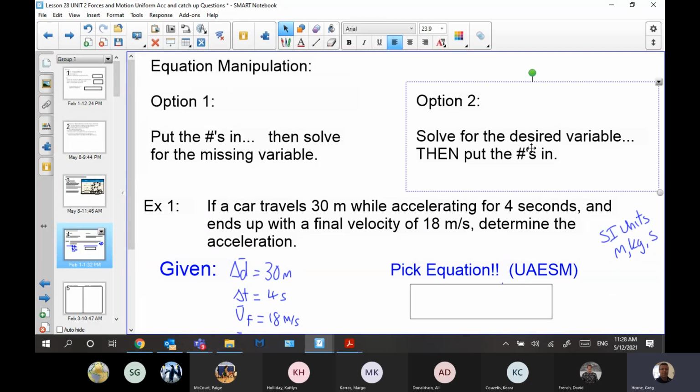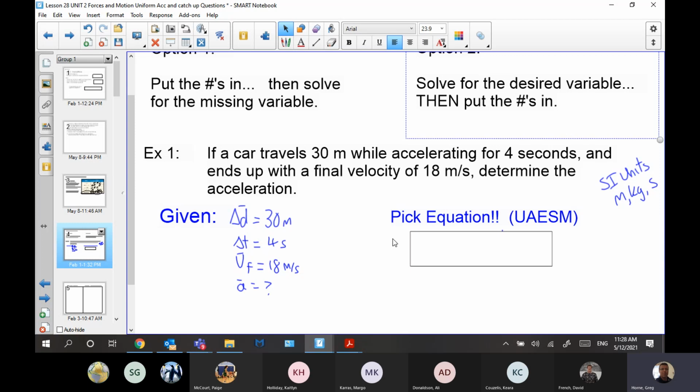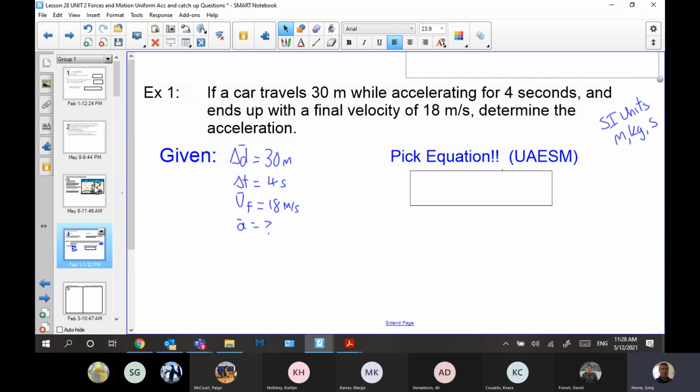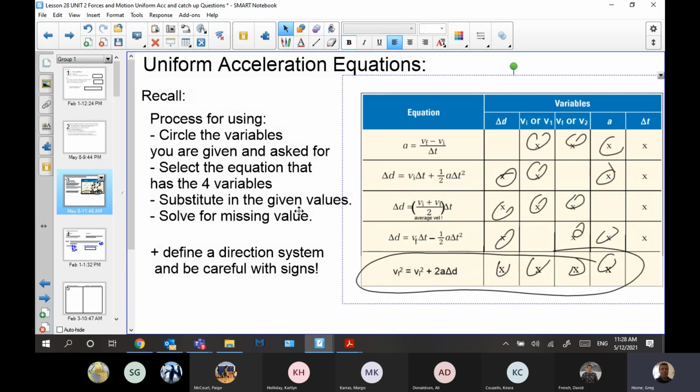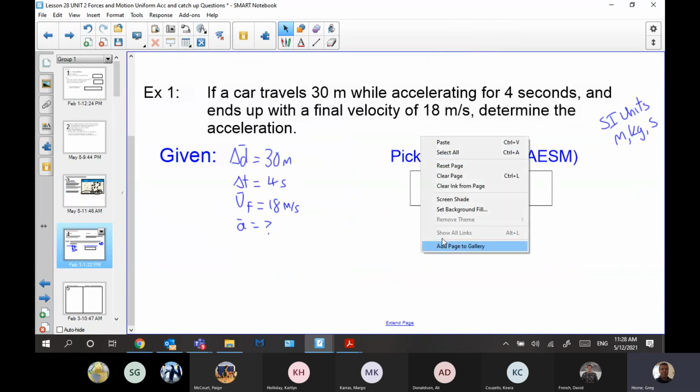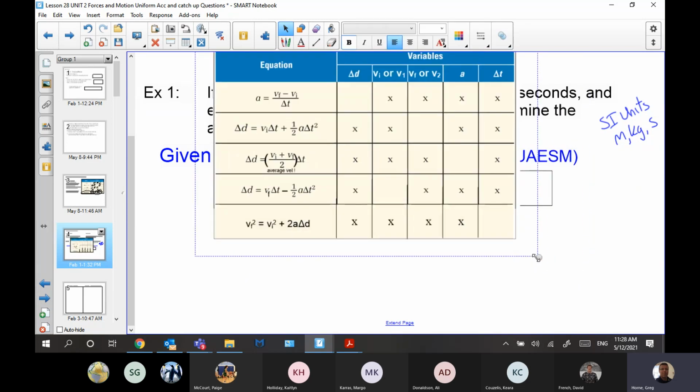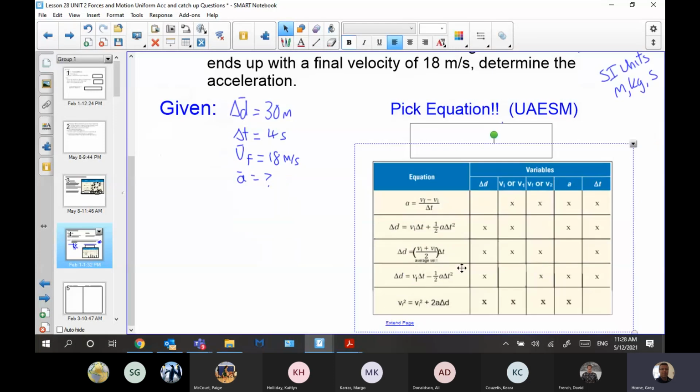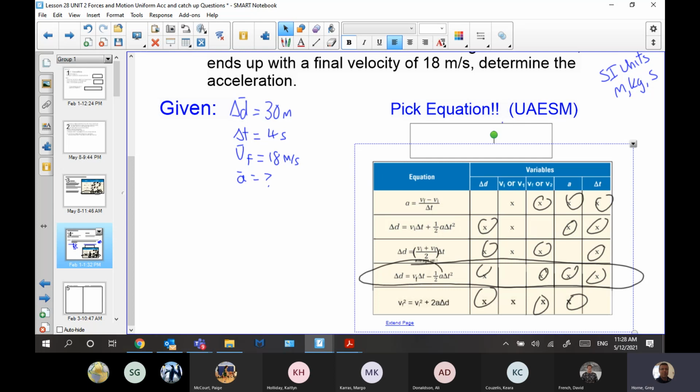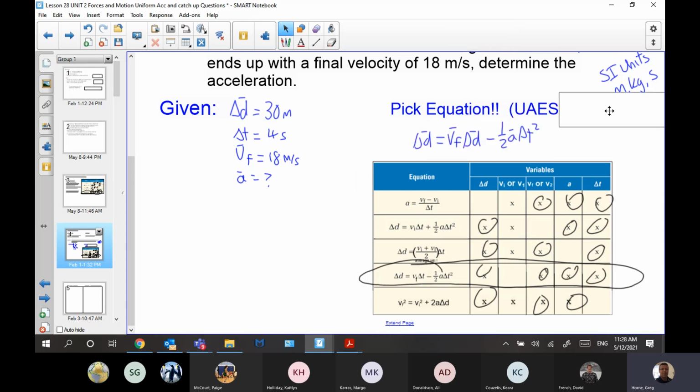Option number two, you'll see in textbooks, where they solve for the variable you're looking for and then put numbers in. Not my preference, but it doesn't hurt. It still works. In this case, let's copy this in here. The equation we would select based on what we're given is pretty easy to do. So let's look: we have displacement, time, and the final velocity, V final or V2, and we want to know the acceleration. So we can tell we're going to pick this equation: V final times time, take away the one half acceleration delta t squared. Then you just plug numbers in and solve.